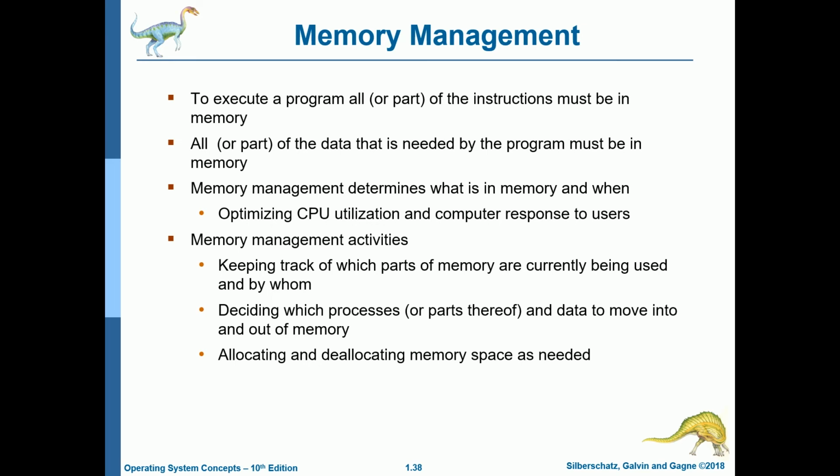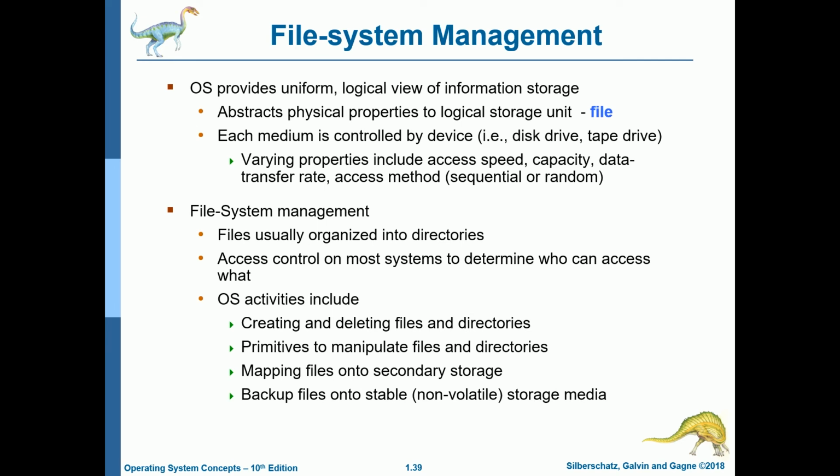Now, some of the memory managing activities is keeping track of which parts of memory are currently being used by whom, deciding which process, and the parts thereof, and the data to move in and out of memory, and also allocating and deallocating memory space as needed. Exploring more into memory, we have to have a file system that is managed as well. Now, the operating system should provide a uniform logical view of this information. This abstracts the physical properties into logical units, which we call files. Each one of these mediums is controlled by a device, like a disk drive, a tape drive, however.